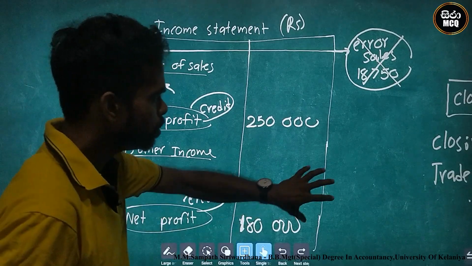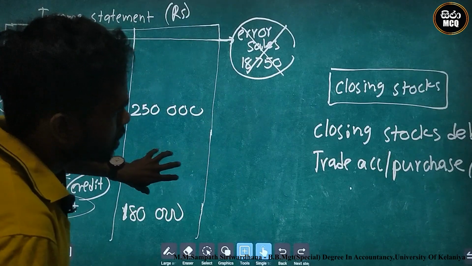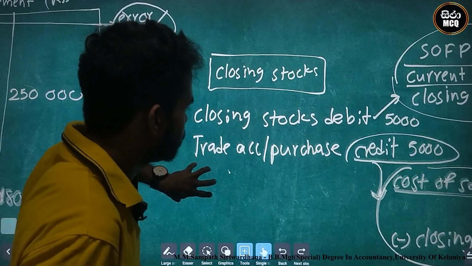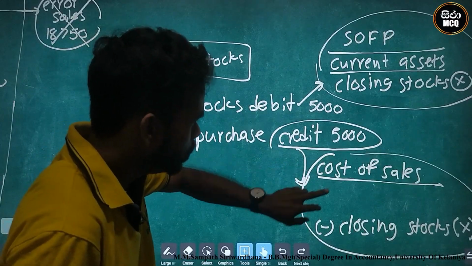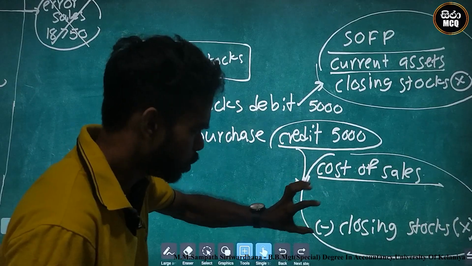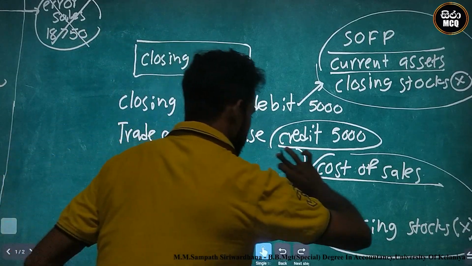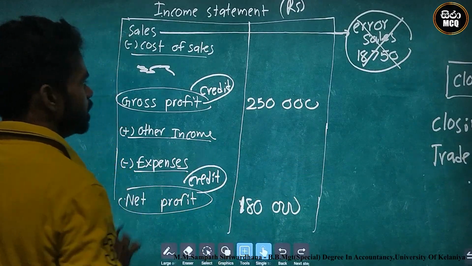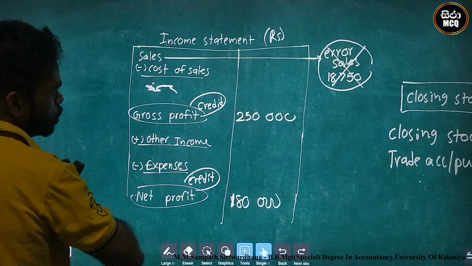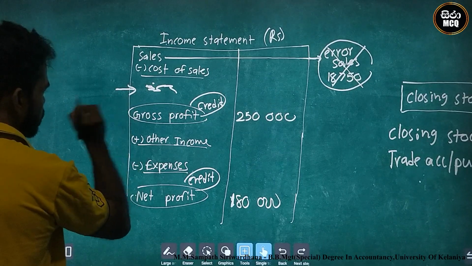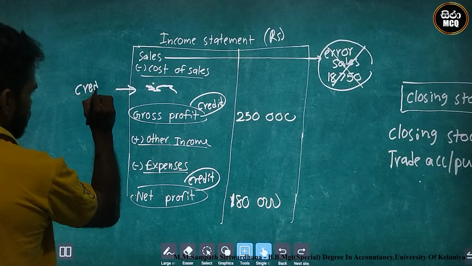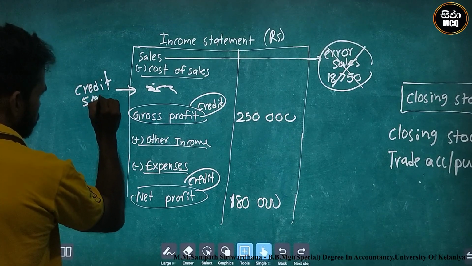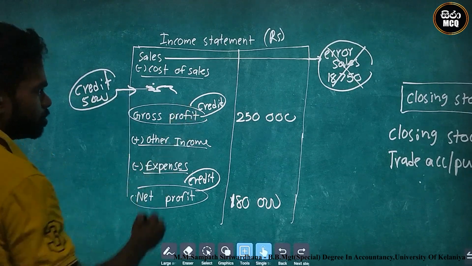In that case, look here, this is the trade account and this one credit to cost of sale, the cost of sale area. This is impact to what area? To this area, cost of sale. What is the short? Credit 5,000 is impact to there.